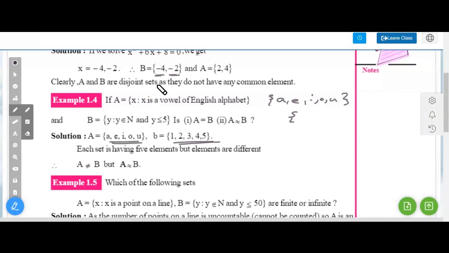For A it is A, E, I, O, U, and for B it is 1, 2, 3, 4, 5, and you have to write it as capital letters. In that case, are A and B equal? No, they are not equal. Are they equivalent? Yes, they are equivalent.